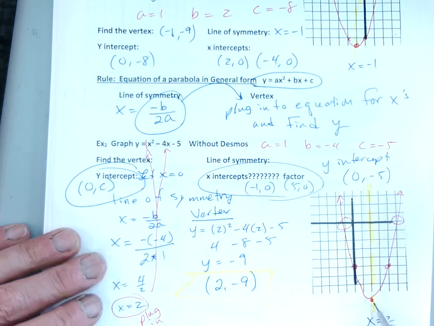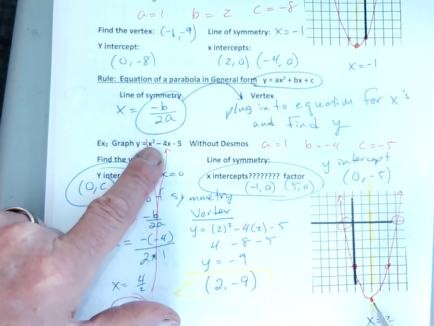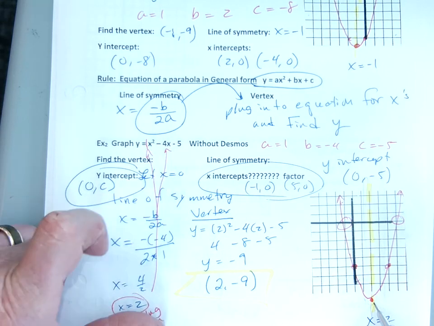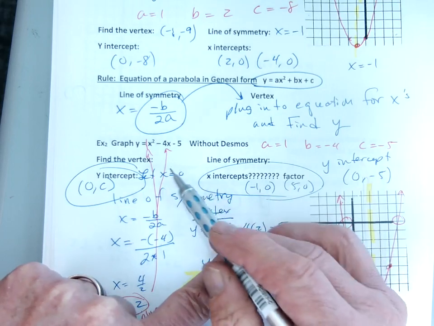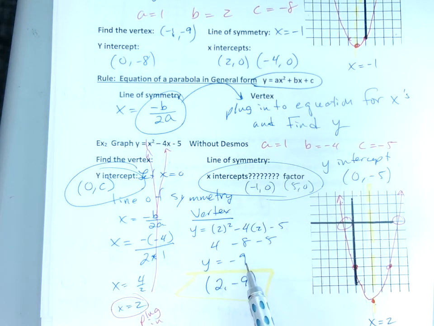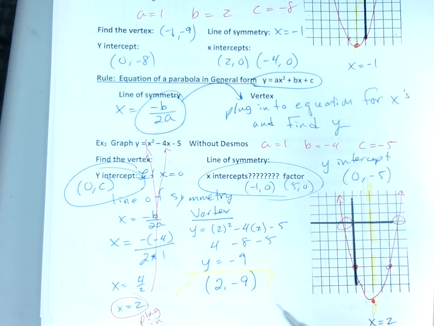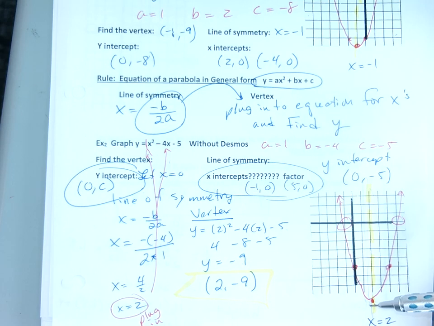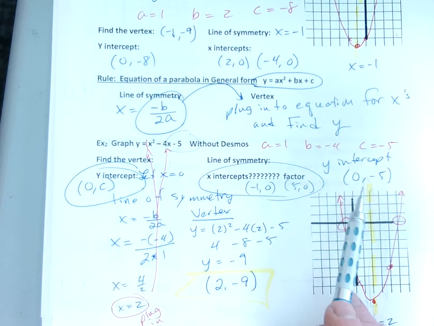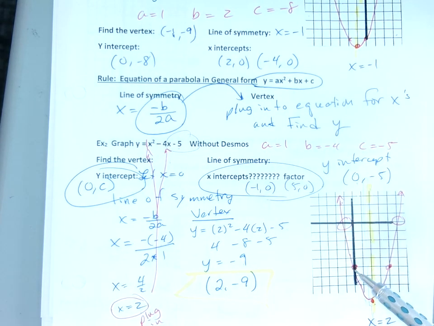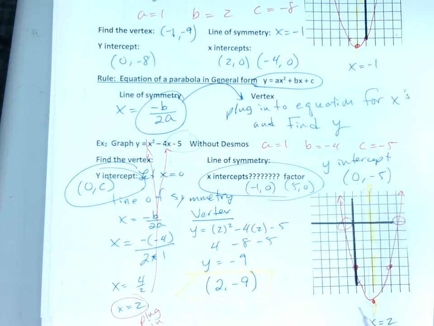The vertex lies along this line somewhere. So I took my 2 and I plugged it into the equation. Okay, plugged in for x. So I plugged in 2 squared minus 4 times 2 minus 5. And I wound up getting -9. So my vertex has to be 2, -9. Okay. Now the y-intercept is really easy because the y-intercept is just that number, right? So y-intercept is 0, -5. I know that because of the symmetry, I have another point here, and then I graphed it in.